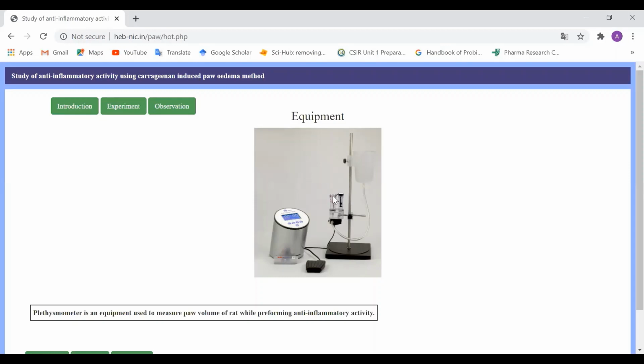If you will insert the paw of a rodent in one tube, then the liquid displacement can be measured through the second tube. This displacement is recorded. The volume of liquid displaced is directly proportional to the volume of paw. That is, if there is more swelling, then there will be more liquid displacement and vice versa.